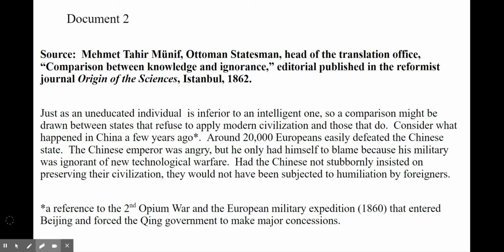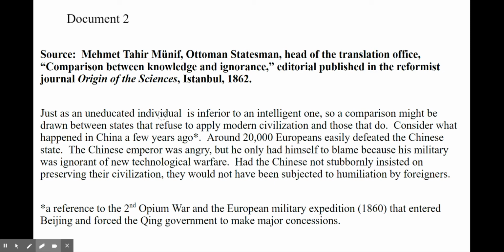Document 2, Mehmet Tamir Munif, and I'm saying it the best I can, Ottoman statesman. And that's something that maybe students get involved in, trying to pronounce these things correctly or incorrectly. Just do your best to move on and get to the answer. So we've already got one guy that says he's for it. I bet this guy, he's from the Ottoman Empire too, about 30 years later, I can assume he probably wants to modernize as well. Let's just see what happens here.